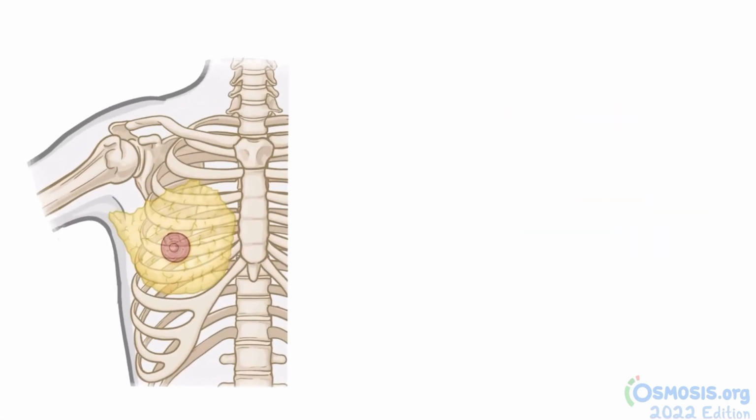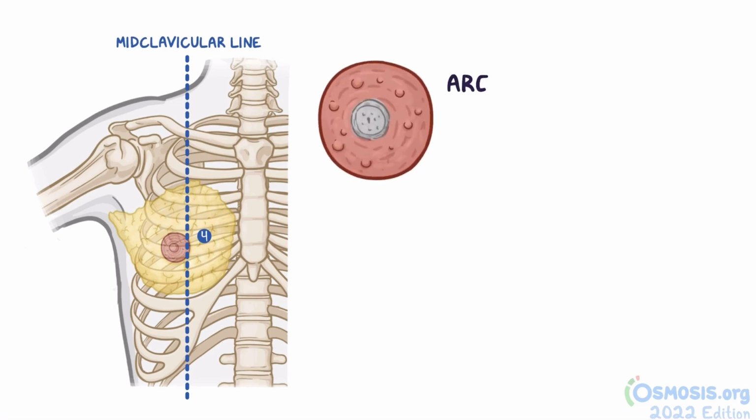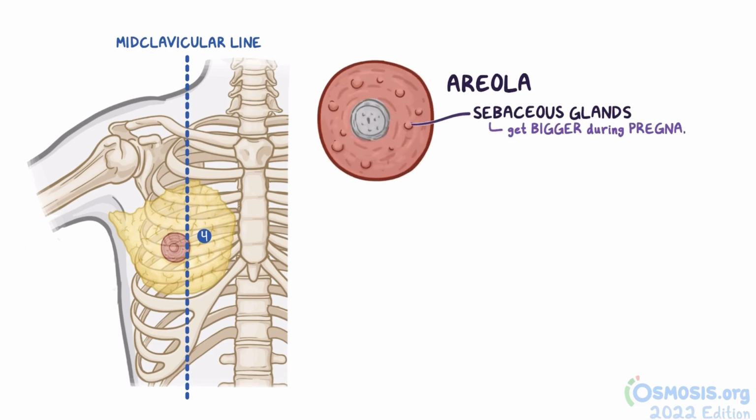Moving on, the areolae surround the nipples, which are typically located around the 4th intercostal space, lateral to the midclavicular line, but this varies depending on the size of the breast. Each areola contains a large number of sebaceous glands, which get bigger during pregnancy and secrete an oily substance that acts as a lubricant for the areola and nipple.